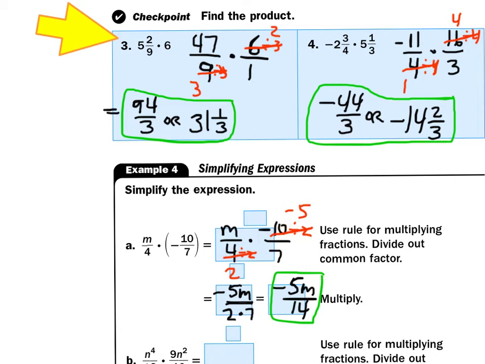Look at the 4 and the negative 10. They can both be reduced by 2. So negative 10 divided by 2 leaves me with negative 5. 4 divided by 2 leaves me with 2. So now I just multiply numerator times numerator. So m times negative 5 is negative 5m. 2 times 7 is 14. So we just get negative 5m over 14.